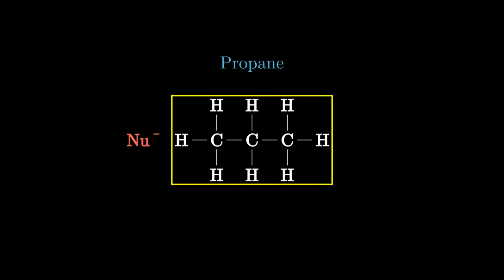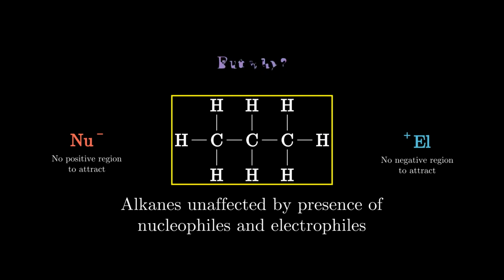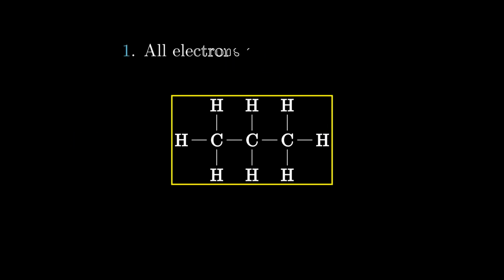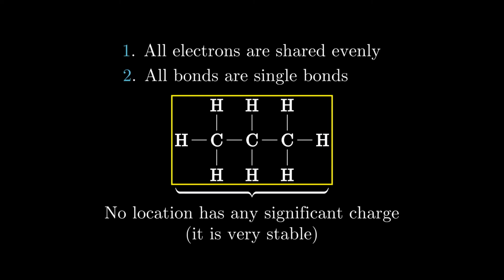In the case of a nucleophile, it finds no positive region on the molecule to interact with, and an electrophile is going to find no negative region on the molecule to interact with. So these alkanes are unaffected by the presence, but why? In the case of propane, all the electrons are shared evenly, and all the bonds happen to be single bonds, so there are no locations on the molecule that have any significant charge.